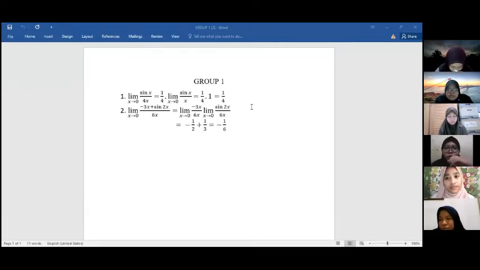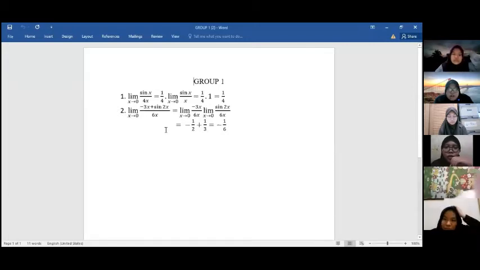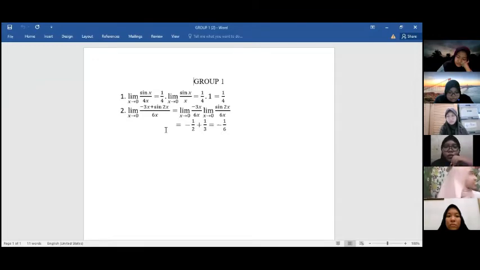Okay, for the first question, limit x to 0 of sin x divided by 4x equal to 1 divided by 4 times limit x to 0 of sin x divided by x equal to 1 divided by 4 times 1 equal to 1 divided by 4.